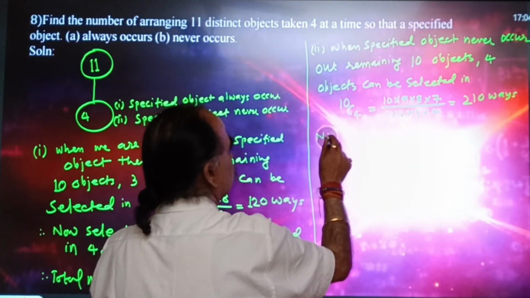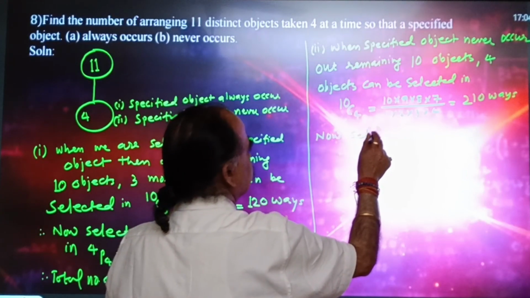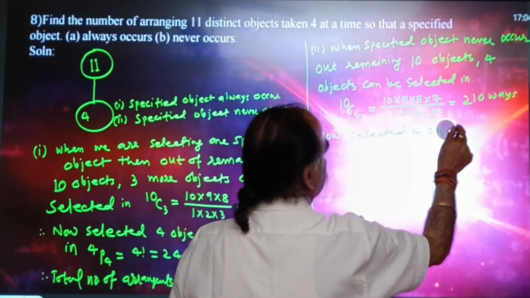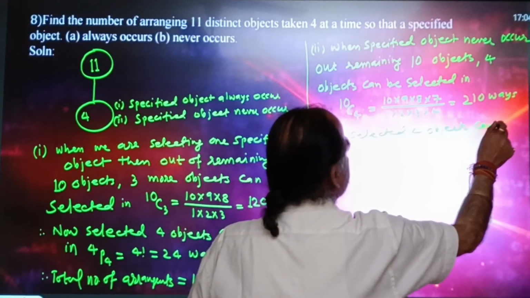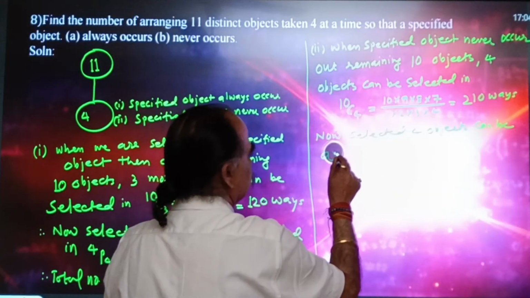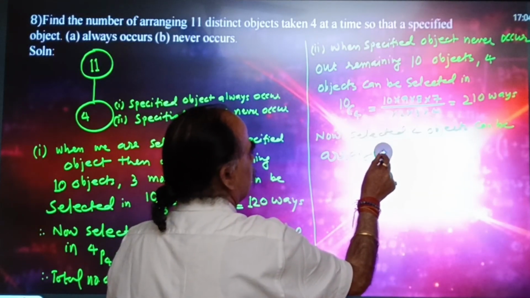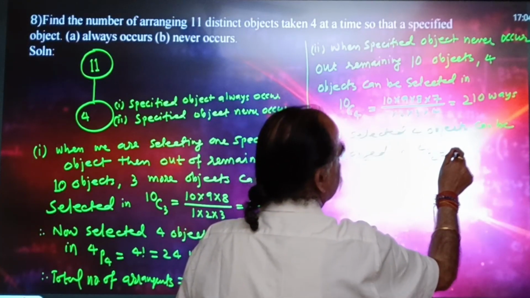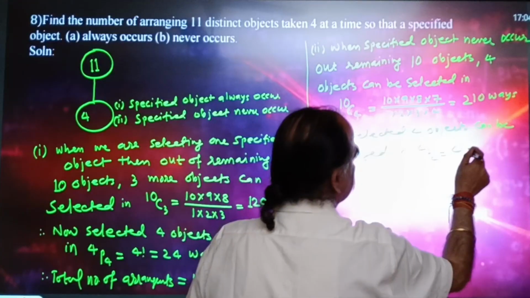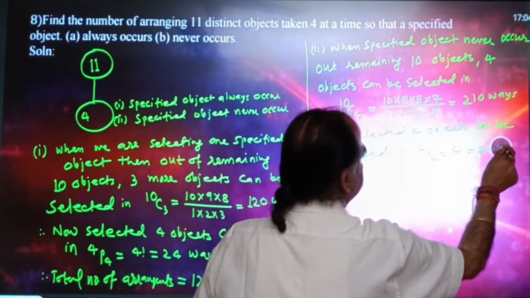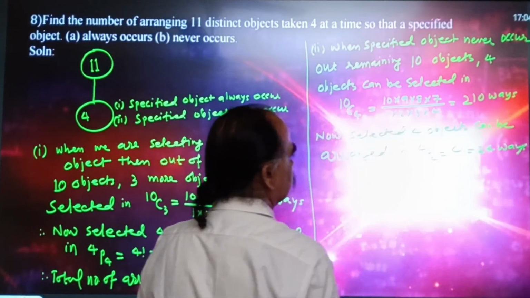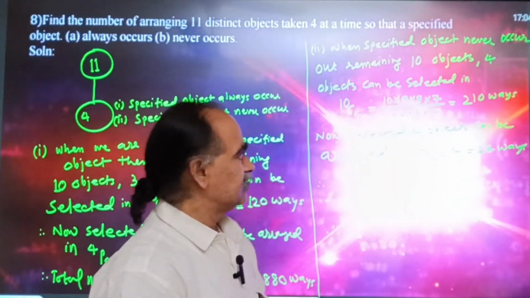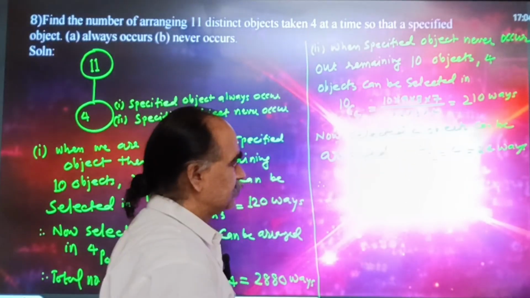Now selected 4 objects can be arranged in 4P4, 4 factorial, 24 ways. Therefore, एक सिलेक्शन का 24 अरेंजमेंट, like this 210 selections are there.